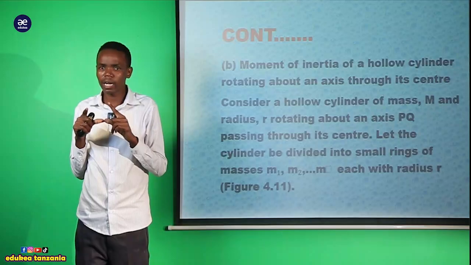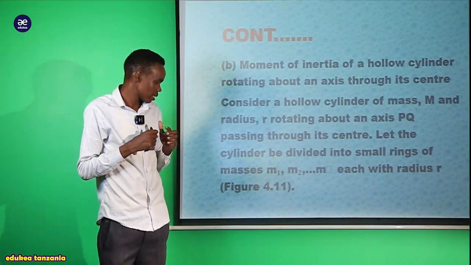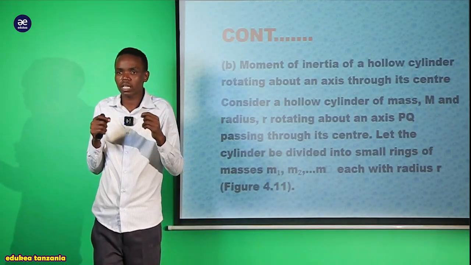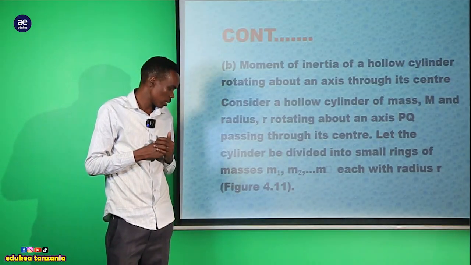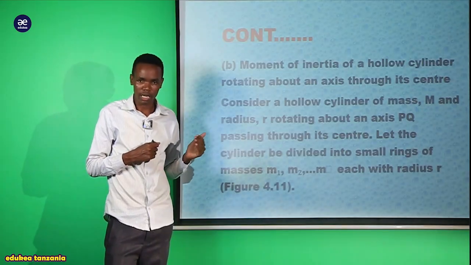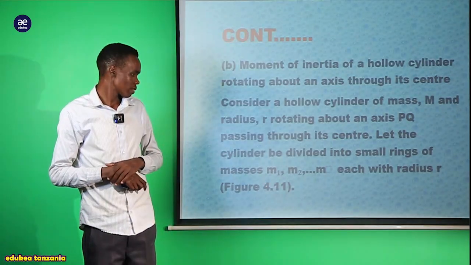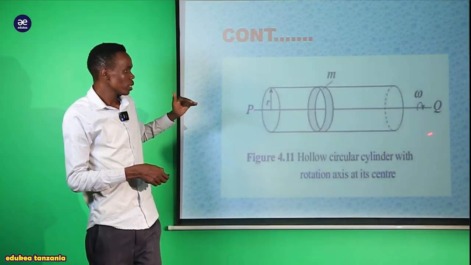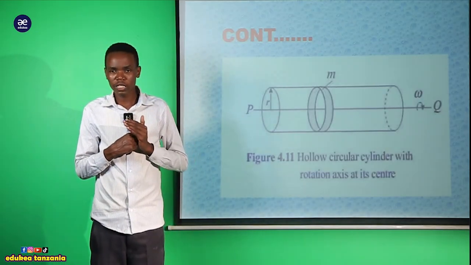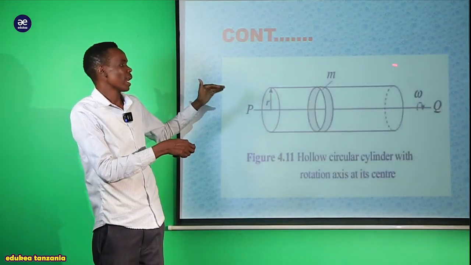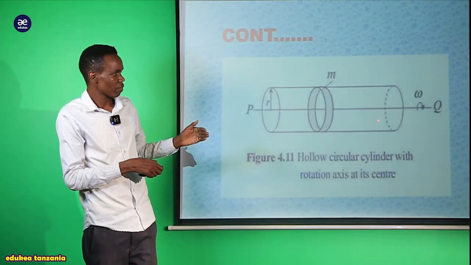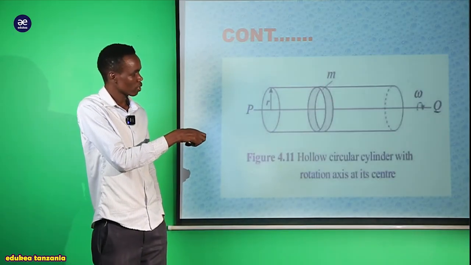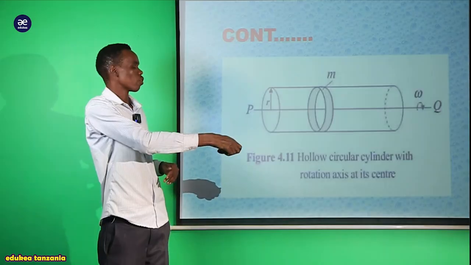Each of those rings must have the same radius, the same distance from the axis of rotation, because each small ring found inside the hollow cylinder contains the radius R, as we observe here. Imagine we have our figure number 11 for our fourth topic, containing the mass M and the small rings inside, and we also have the axis of rotation, which is called PQ.